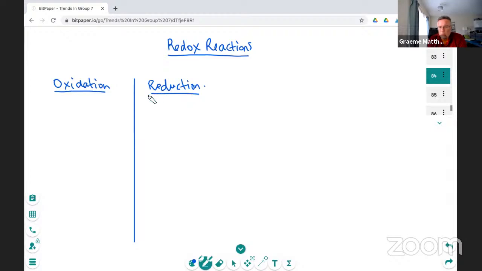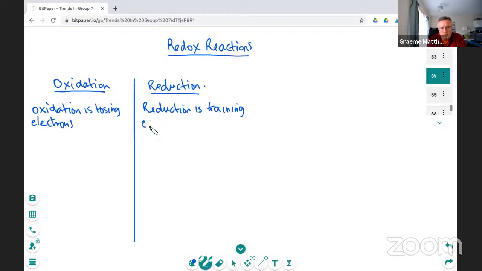This is what you learned at GCSE: that oxidation is losing electrons, and reduction is gaining electrons. However, you may think of it another way.